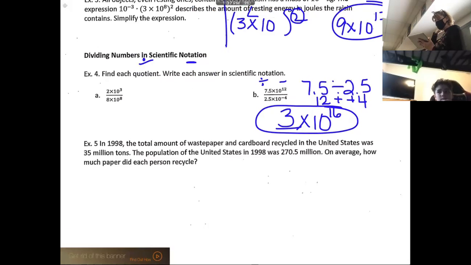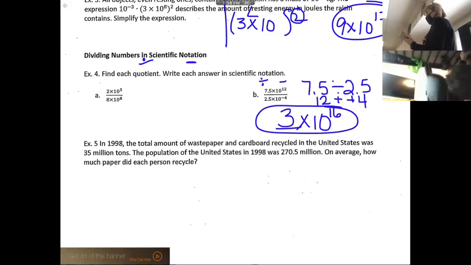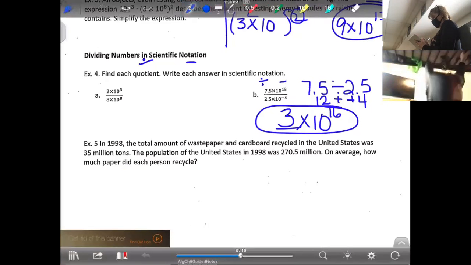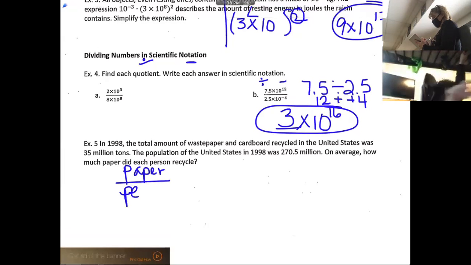All right, so you guys, let's finish this up, so you have some time. In 1998, the total amount of waste paper and cardboard recycled in the United States was 35 million tons. The population of the United States in 1998 was 270.5 million. We want to know how much paper each person recycled. So we want to do paper divided by people to find the paper per person rate.